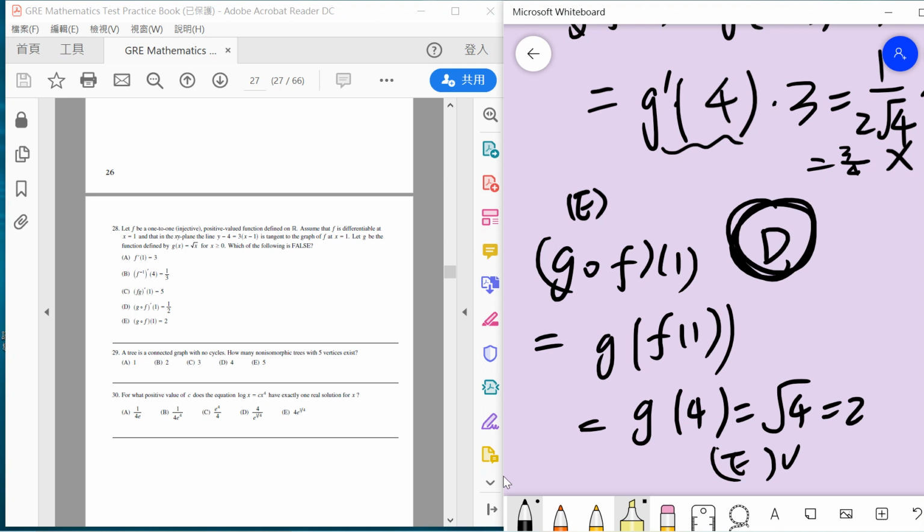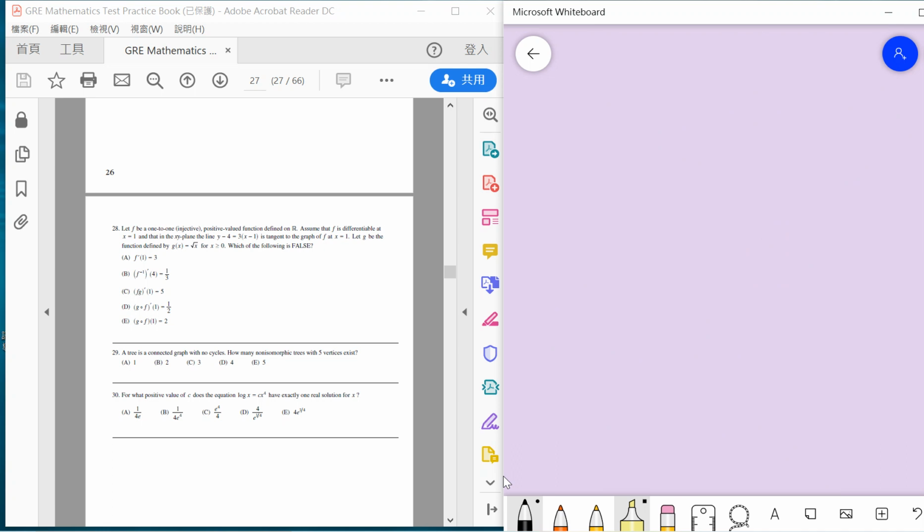Okay, we go to 29. A tree is a connected graph with no cycles. How many non-isomorphic trees with 5 vertices exist? There's no special way to solve this problem. We just plot all the possible choices. So this is the first one.